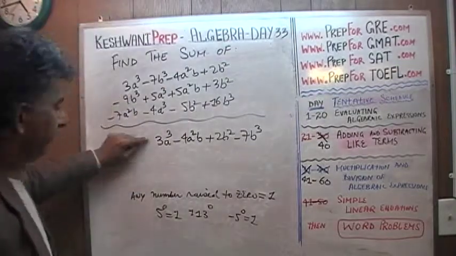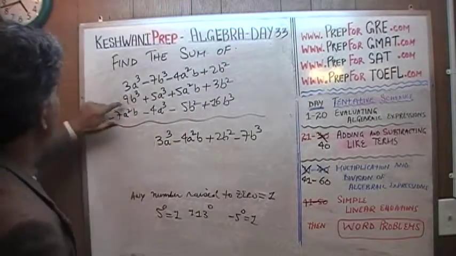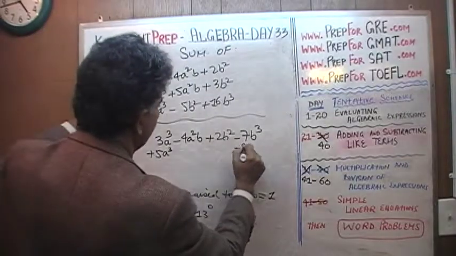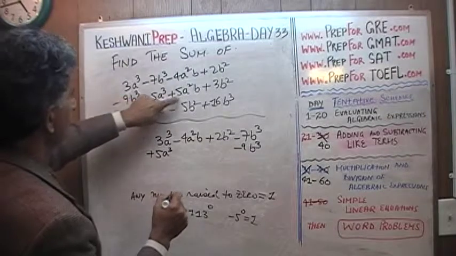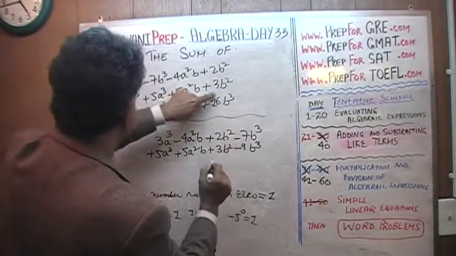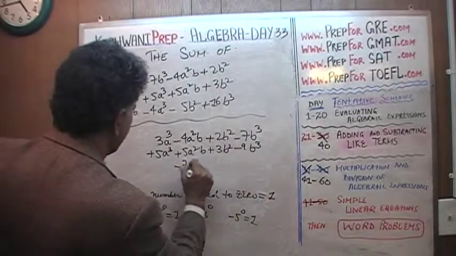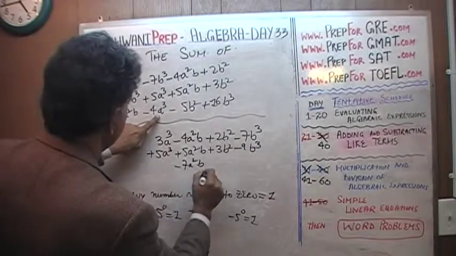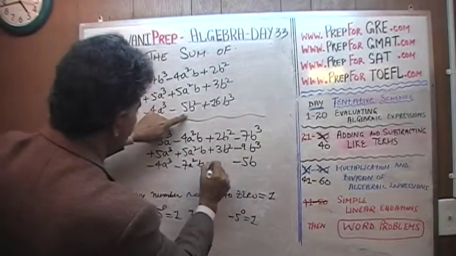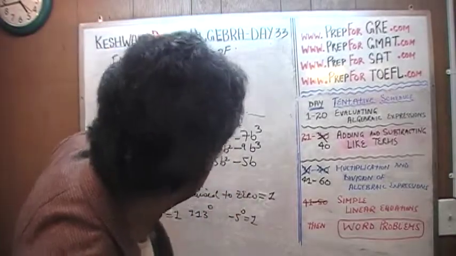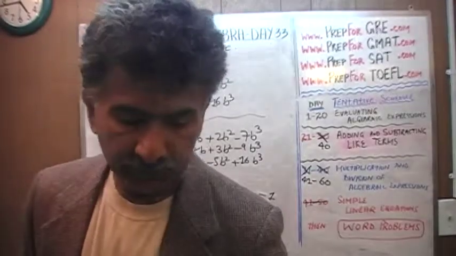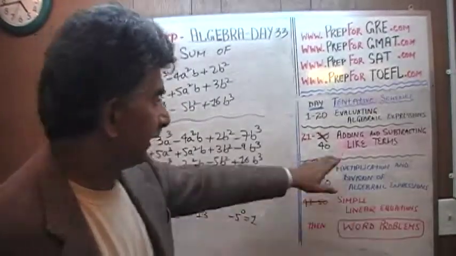Now that we have the first one arranged properly, we just have to line up the rest. So a cubed, here is positive 5a cubed, negative 9b cubed, positive 5a squared b, and then positive 3b squared, negative 7a squared b, negative 4a cubed, negative 5b squared, you have to be careful, and 16b cubed. If you do not line up the like terms properly, you will never get the right answer. That's what it is. Learning how to add and subtract like terms.